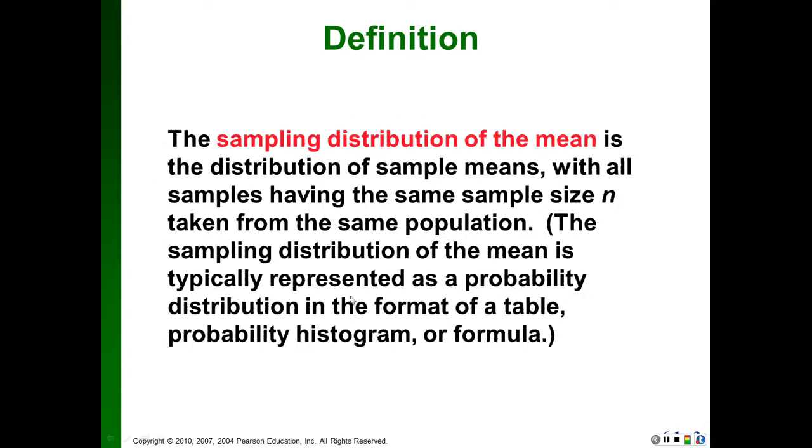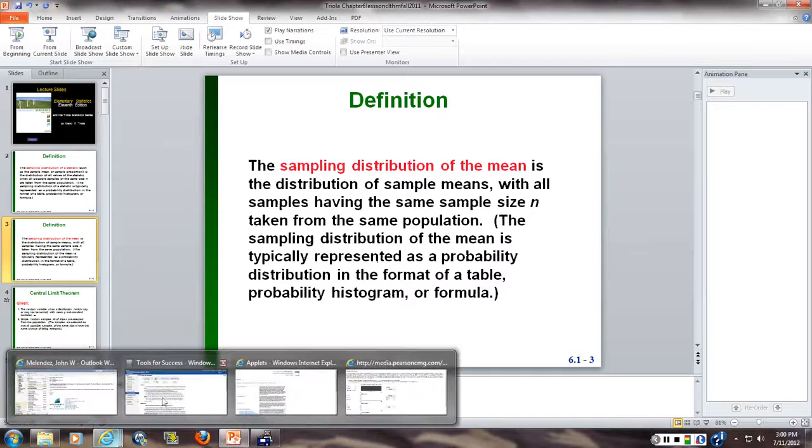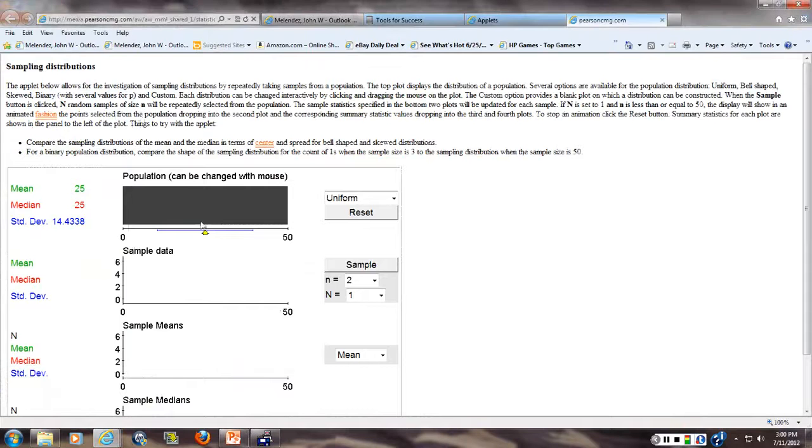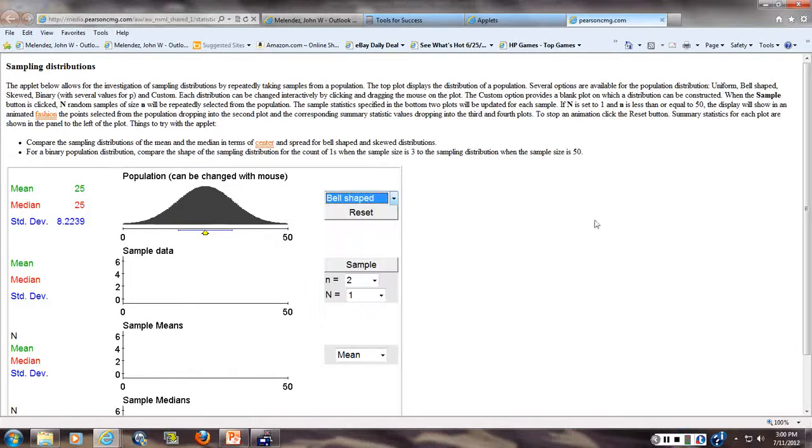Now, let's look at this thing that we have here. I've showed you in class before. This is a population right here. Let's make it normal. Okay, so we have a normal distribution right there. Now, the mean of this population is 25, and the standard deviation of this population is 8.2239.